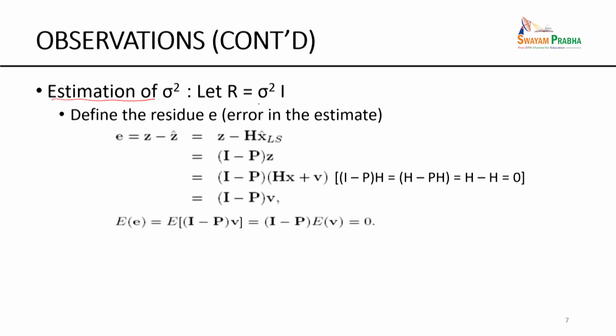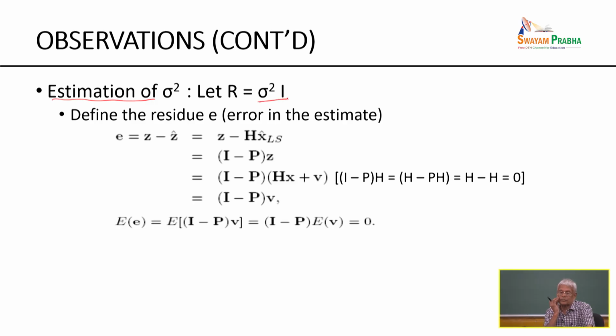So I am assuming R is equal to sigma square I. So knowing sigma square is equal to knowing R. I would like to be able to estimate this unknown sigma square. Please understand, we are doing statistics, we are doing estimation. I can do lots of different estimation: this known, that not known; nothing is known. So there is a whole family of methods depending on what is known and what is not known.